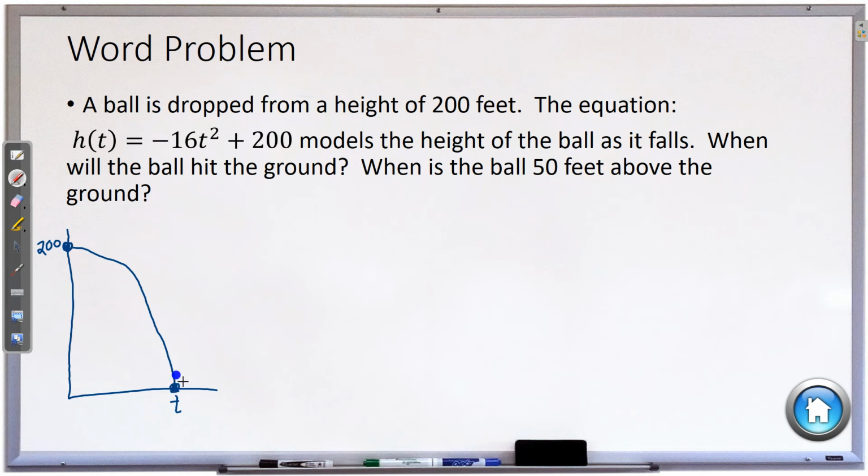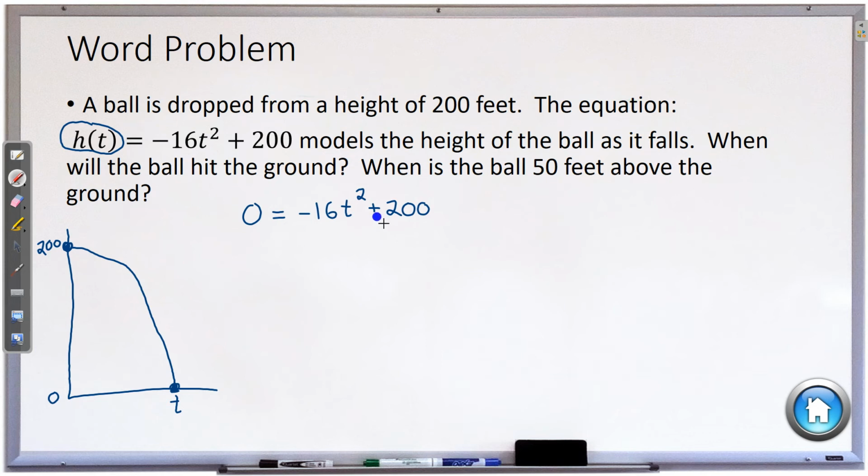If I want to know when it hits the ground, well, the height will be 0. And so we're going to take this h of t right here, and that is going to become 0. Because when we hit the ground, our height is 0. Again, that's where the vocabulary word zero comes from. That gives you your x-intercept.